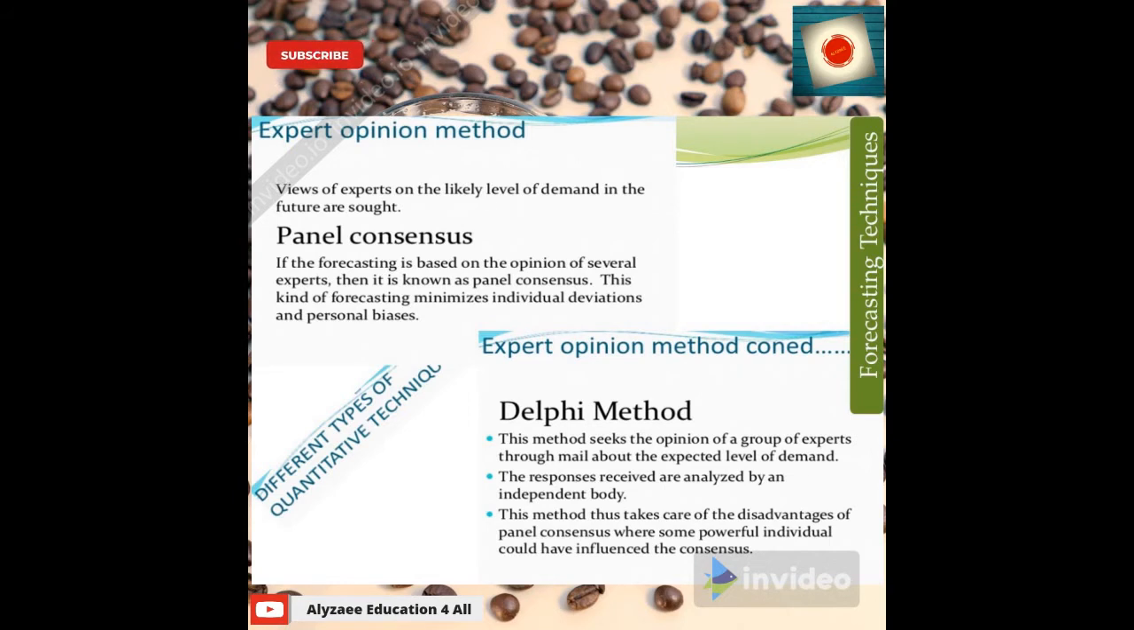Expert opinion method, in Delphi method, this method seeks the opinion of a group of experts through email about the expected level of demand. So you can send it to external partners as well who are not present in the country. They are the experts in their field and doing jobs in different universities or in different organizations outside of the country. So you send an email to them and then get the expert opinion from them. The responses received are analyzed by an independent body. So this method takes care of the disadvantages of the panel consensus, where some powerful individual could have influenced the consensus.